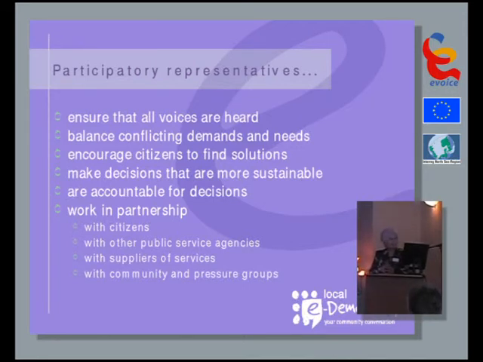They also need to explore the idea of partnership very closely. Partnership, of course, with citizens, but also partnership with other public service agencies, other bodies that are providing services to their citizens, with the commercial suppliers of services, and of course with the community and pressure groups that we all meet. But of course, in this model, the pressure groups become part of the solution, not part of the problem.